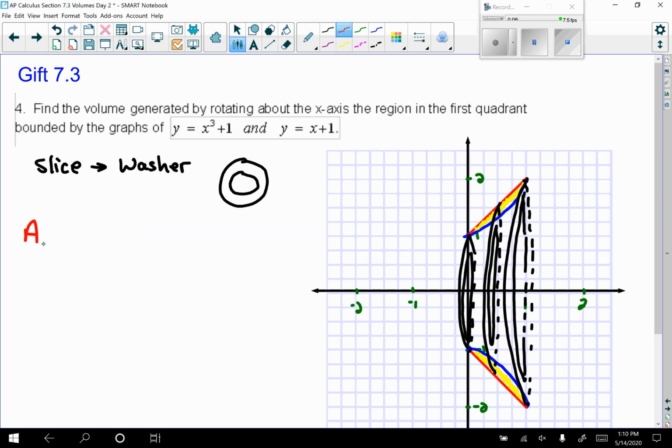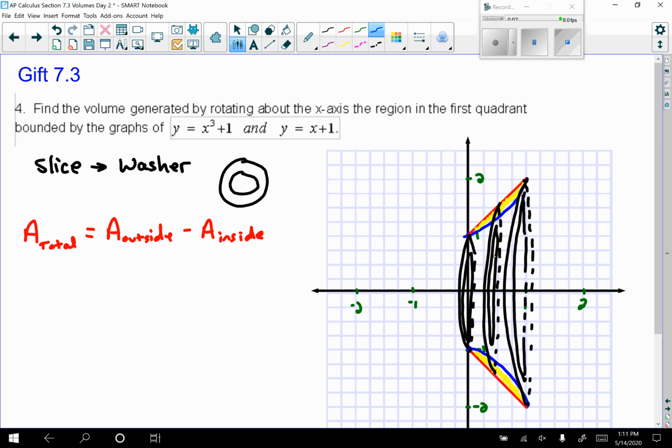So the total area of the washer is going to be, we'll say, area of outside minus the area of inside. Same thing with the volume here. We're going to have the volume overall is the volume of the outside minus the volume of the inside. So we have to figure out the radius here.